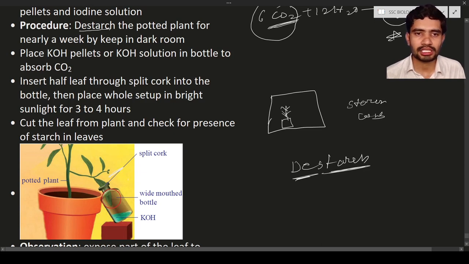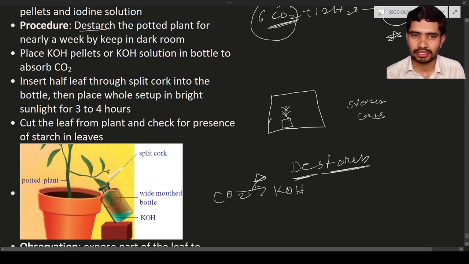In this diagram you can see the split cork, and in the bottle there is KOH solution, meaning potassium hydroxide, at the bottom, or you can use potassium hydroxide pellets. The question is, why are we using potassium hydroxide solution or pellets in the glass bottle? Because it absorbs carbon dioxide. We have to make sure that carbon dioxide is not present in the glass bottle. As a result, the carbon dioxide is absorbed by the KOH solution or KOH pellets.